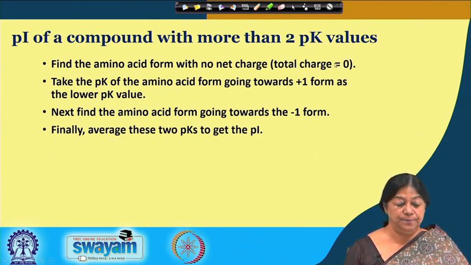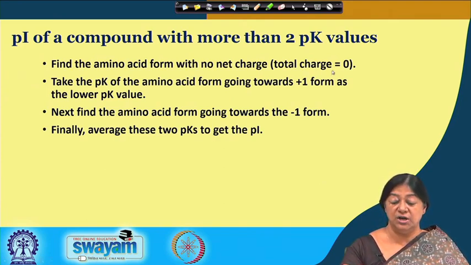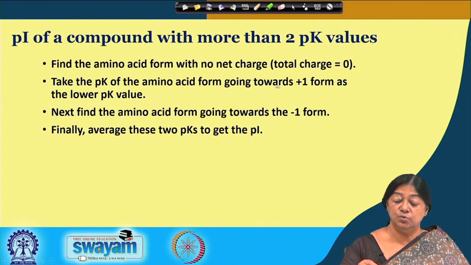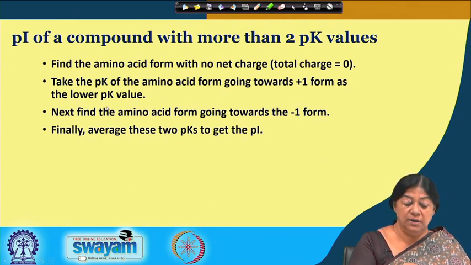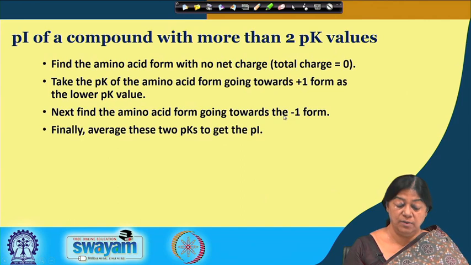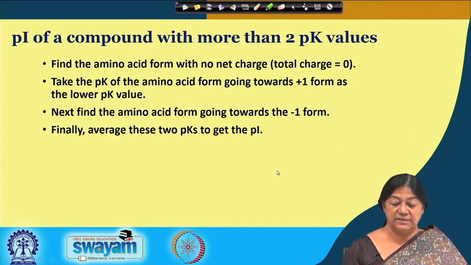So, if we have a pI of a compound with more than 2 pKa values, how do we determine the pI value? The first thing is we have to find the amino acid form with no net charge, that is a total charge of 0. We take the pK of the amino acid form going towards the +1 form as the lower pK value, and then the amino acid form going to the -1 form, and we average these two pKs. This will be demonstrated to you in the following slides.